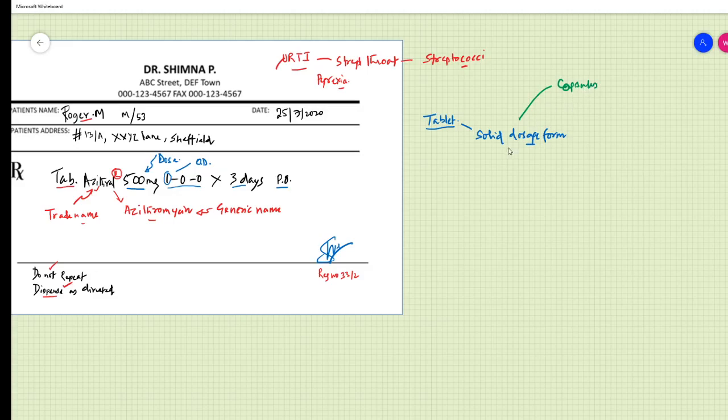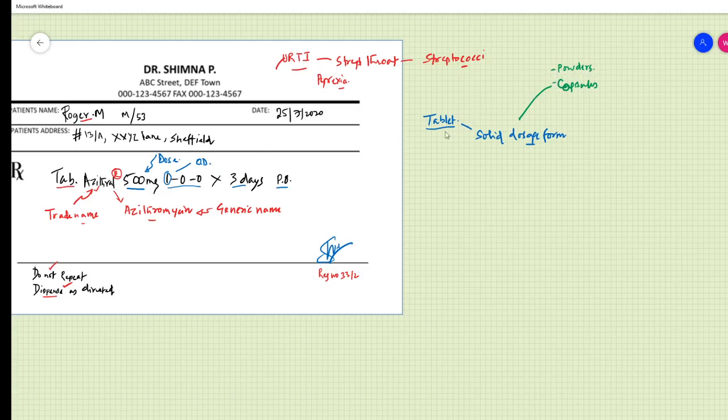Okay, so it's a solid dosage form. Any other solid dosage forms? Yes. Suppose you go to a dispensing pharmacist, and you got a prescription from a physician, they might give you powders. Okay. These are again solid dosage forms.